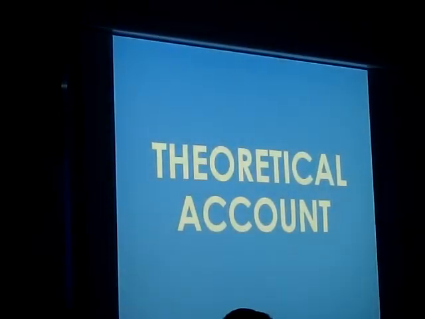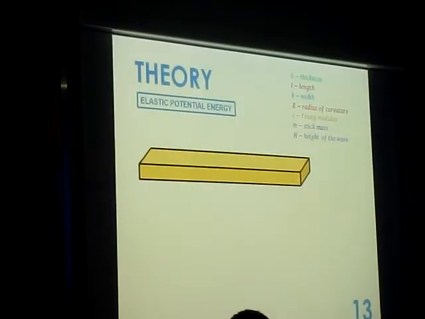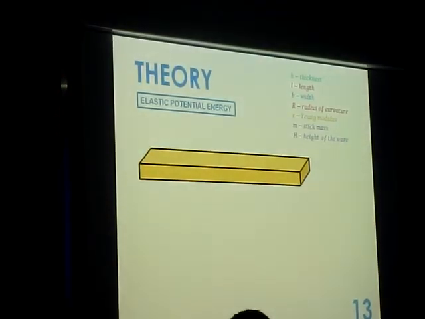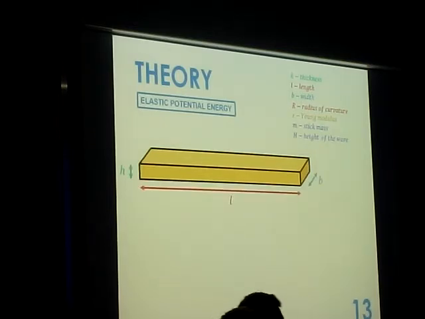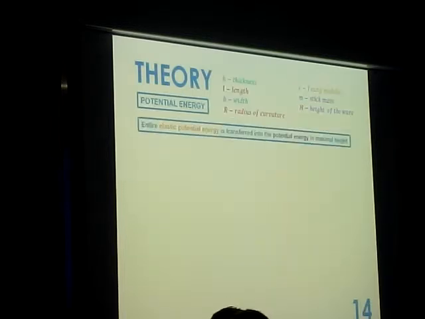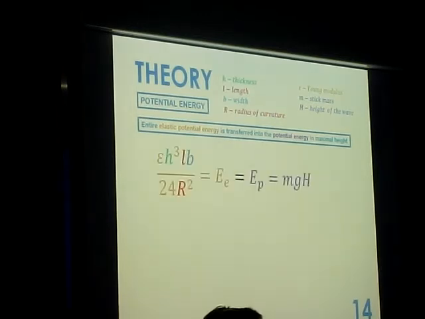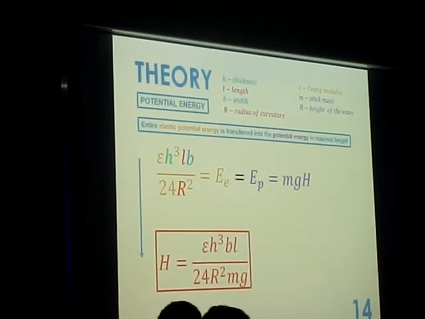Let us move on to the theoretical account, in which we will in the beginning be focusing on the elastic potential energy of the sticks. This depends on the dimensions of the stick and the radius of curvature of the stick in the weave. In first approximation, we will demand that the potential energy in the gravitational field be equal to the elastic potential energy, arriving at this formula.